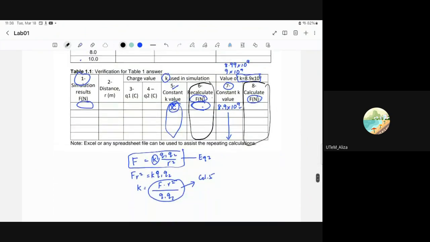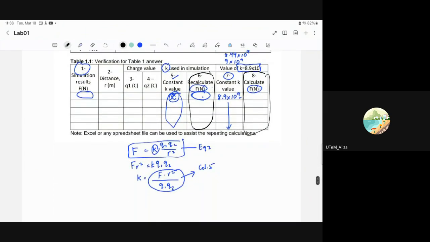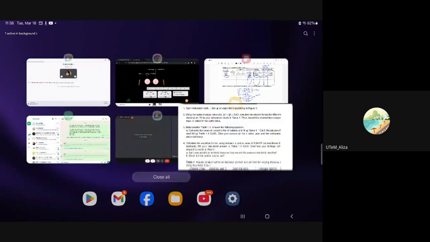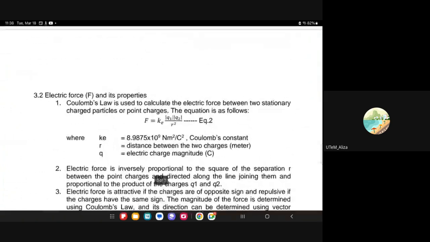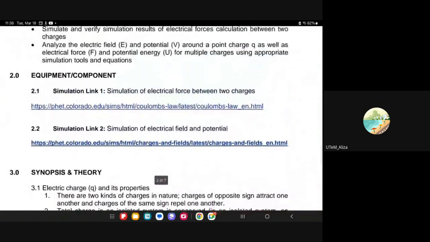Okay, so I guess I'm going to stop here and I will continue. Please find another video on Lab 1, which explains the electrical field using the second link of the simulation, as given here, 2.2.